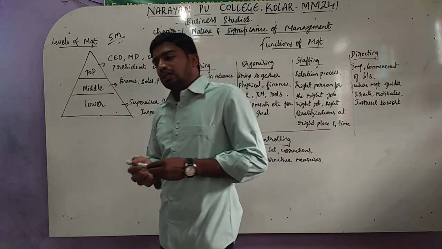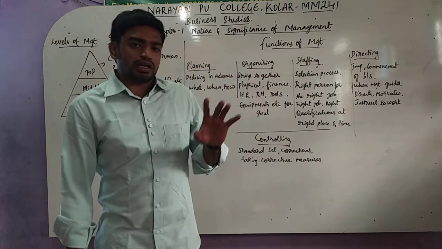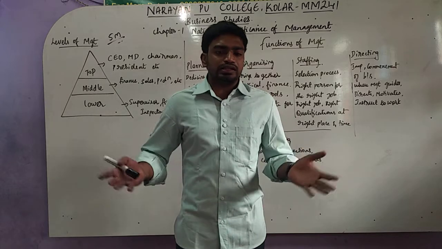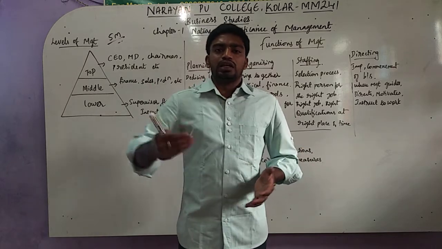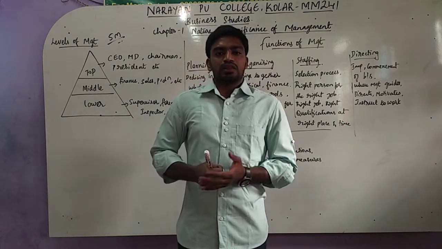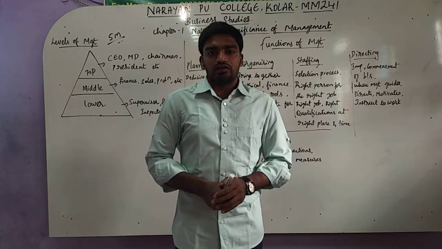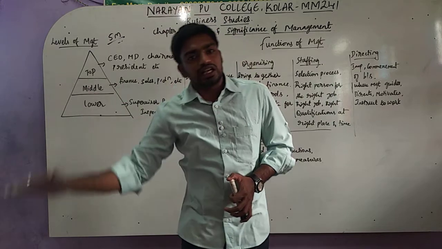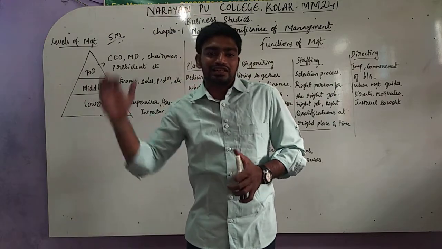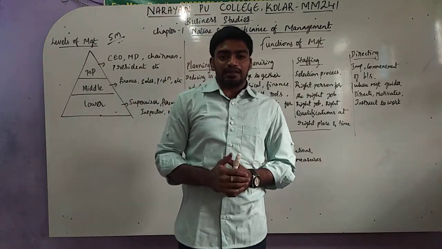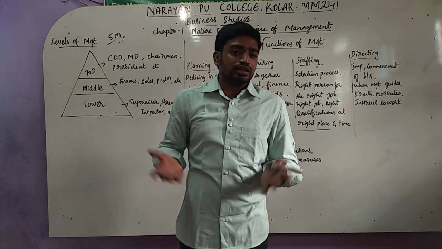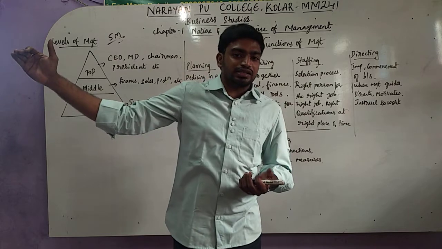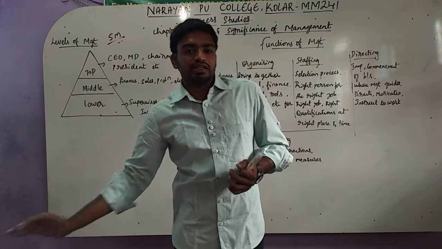There are 3 levels of management in this world. Wherever you go, you will find these 3 levels. For example, our family also has 3 levels: old age people, adults, children. This is the 3 levels of a family. The first level is old people, the second level is adult people, the third level is children.